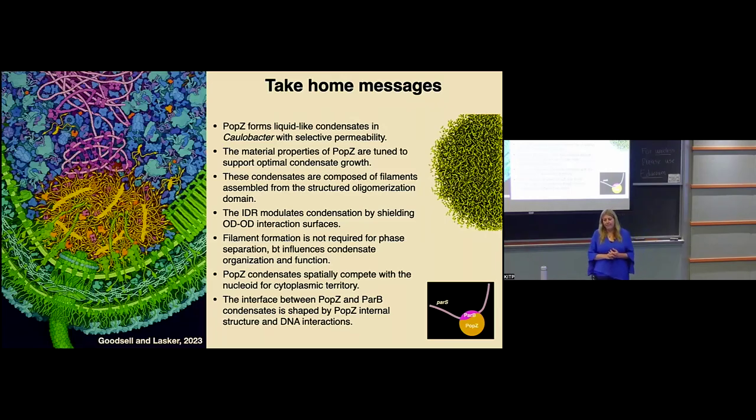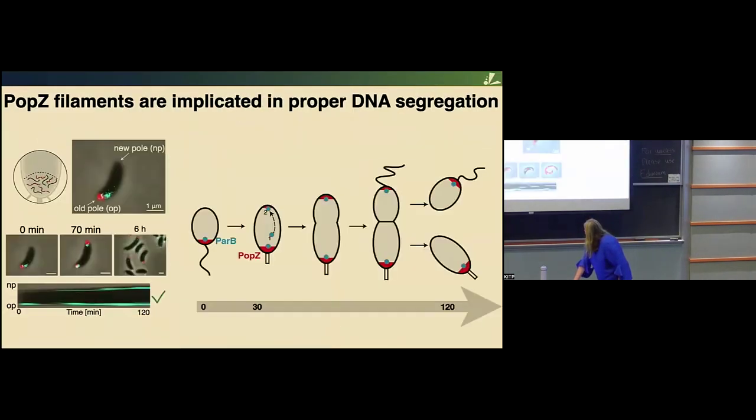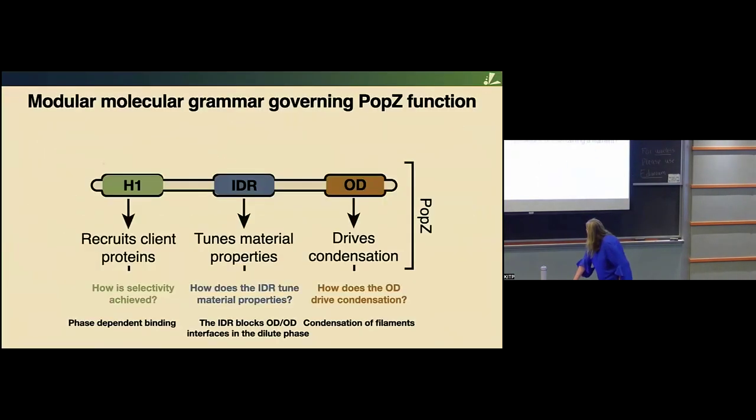Thanks. It's a really nice example of non-IDR driven condensation. I'm trying to understand still what picture you have in mind for how the IDR is shielding these oligomerization domains. Because with all those prolines, I think they'll still be extended.